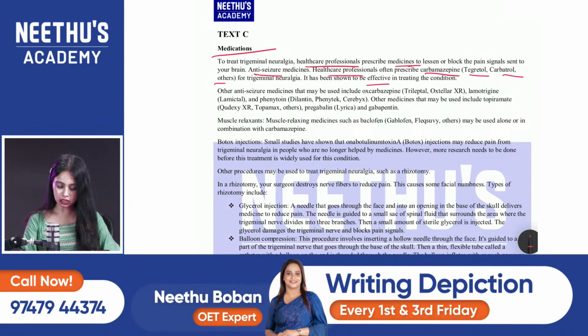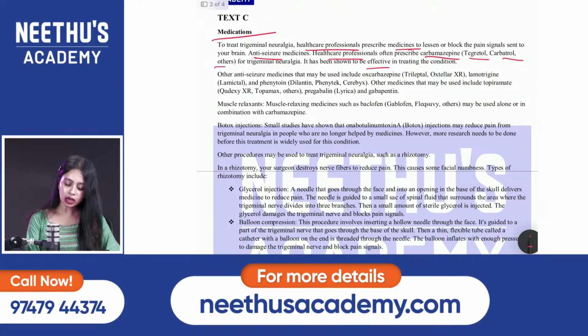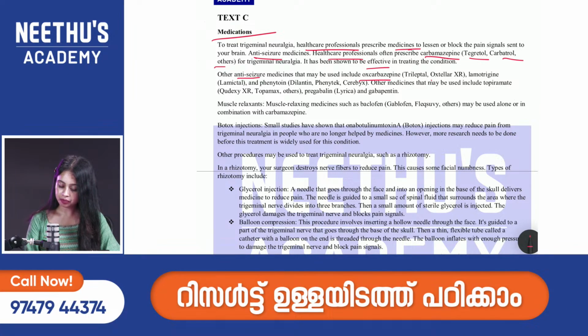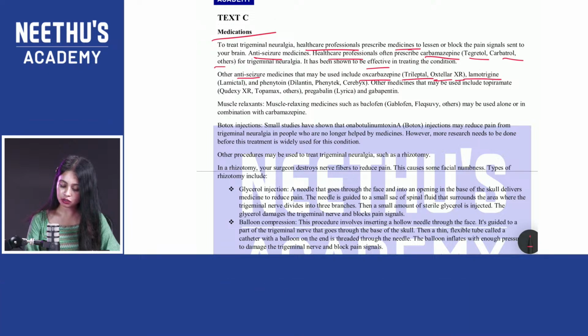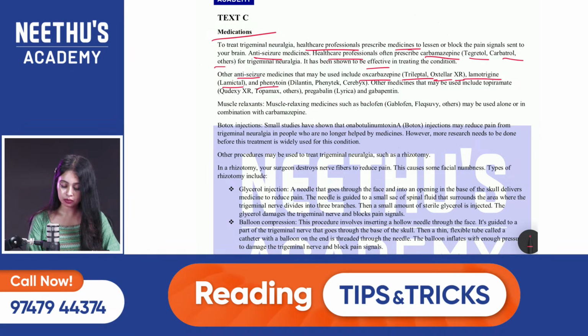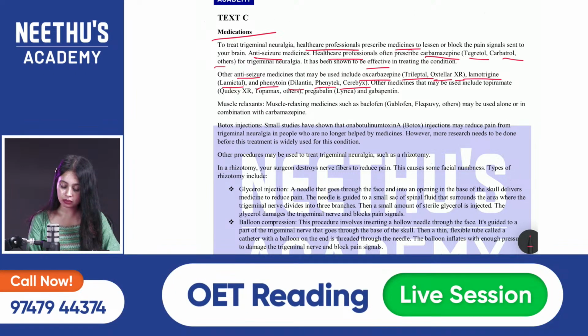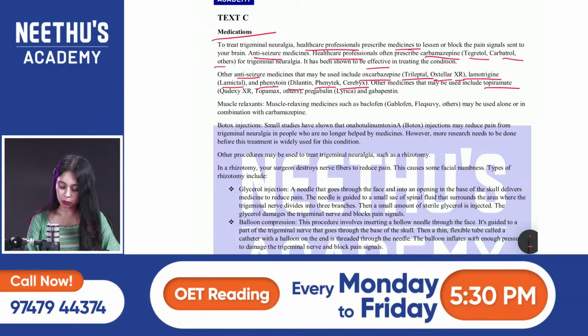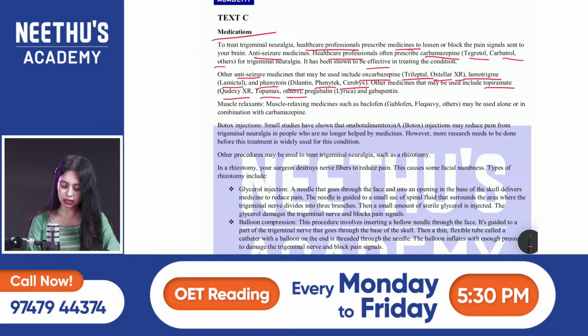So a lot of medicines mentioned there in the brackets. Other anti-seizure medicines that may be used include oxcarbazepine. Okay, then Trileptal, Oxtellar XR, lamotrigine, Lamictal and phenytoin, Dilantin, Phenytek, Cerebyx. Okay, other medicines that may be used include topiramate, and a lot of other medicines.